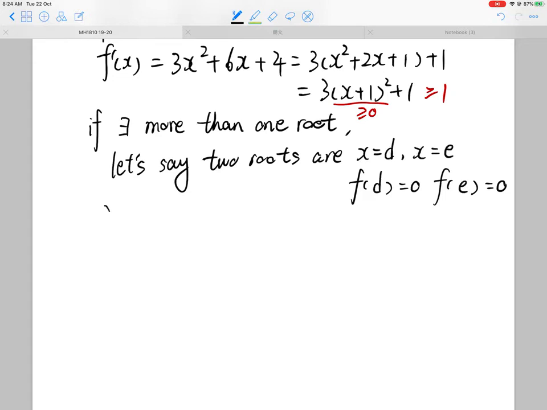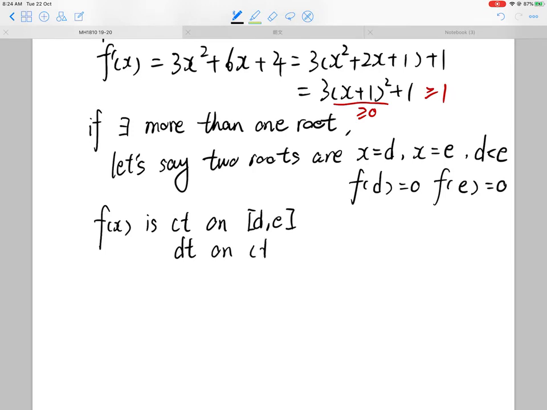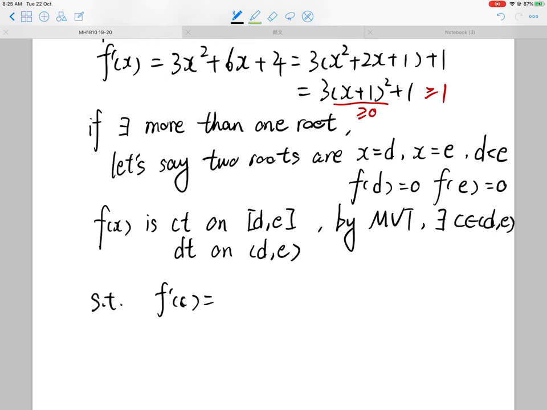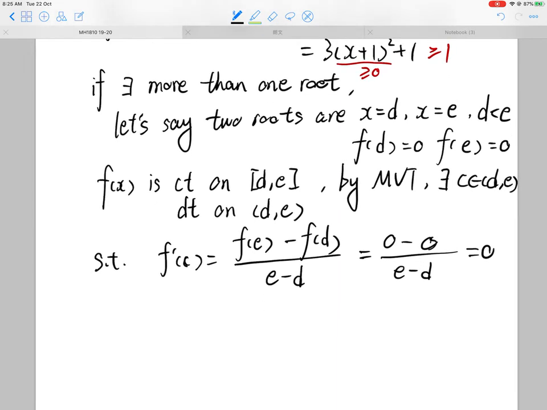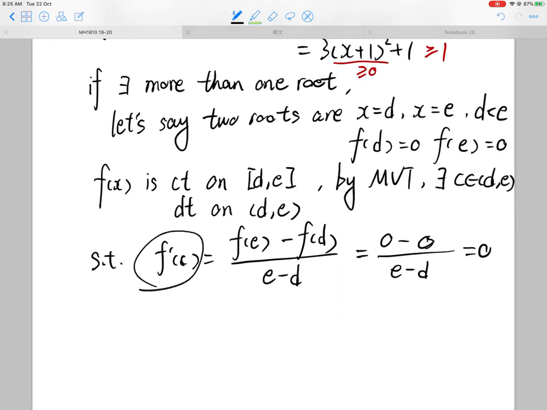Then the function is continuous, and let's suppose d is smaller than e. It doesn't matter, either order. Then f(x) is continuous on [d, e] and differentiable on (d, e). Then by the mean value theorem, there exists a c between d and e such that f'(c) equals (f(e) minus f(d)) over (e minus d). f(e) minus f(d) is 0 minus 0, because they are roots of the function, so it's 0. So you prove that there exists a point where the derivative is 0.